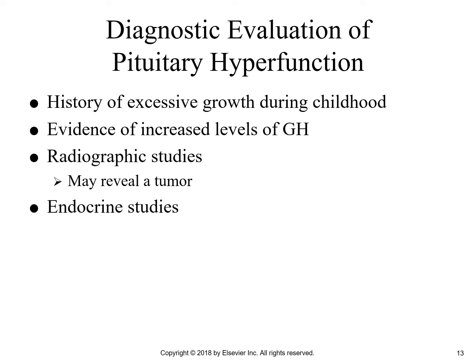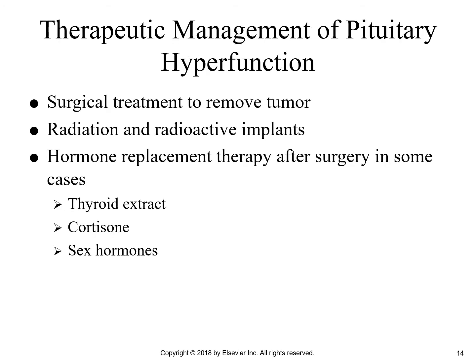Most of these children have a pituitary tumor and it will be removed if it's safe to do so. After surgery, it will depend on the extent of loss of pituitary hormone, whether or not they need replacement of the thyroid extract, cortisone, and possibly sex hormones. So, surgical removal of the tumor, followed by radiation and radioactive implants and hormone replacement if it's necessary.